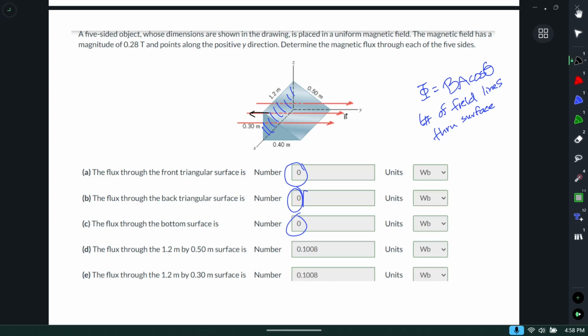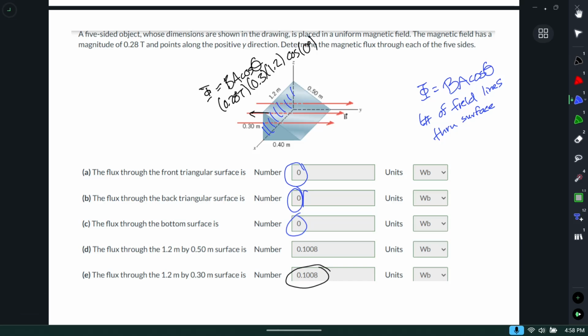So we really just need to calculate, all right, the flux through the back face is B A cosine theta, and that is 0.28. The area is 0.3 by 1.2, and then cosine of technically 180, but 0 will get you the same magnitude, the same sized flux. And if you calculate all that, you should get that number right there. If you have different values, it's a slightly different number.